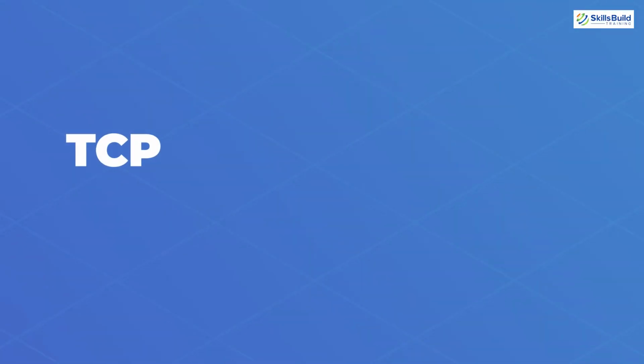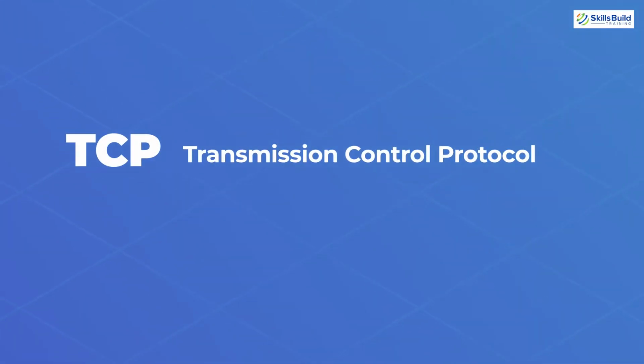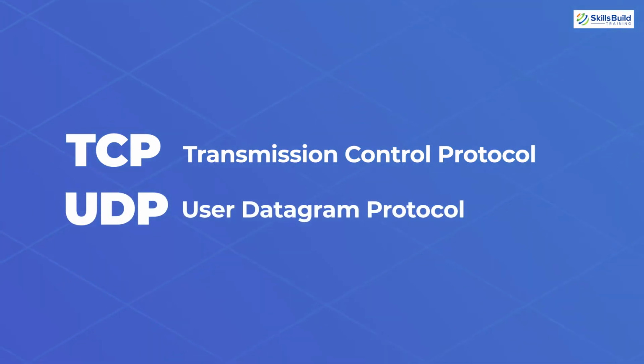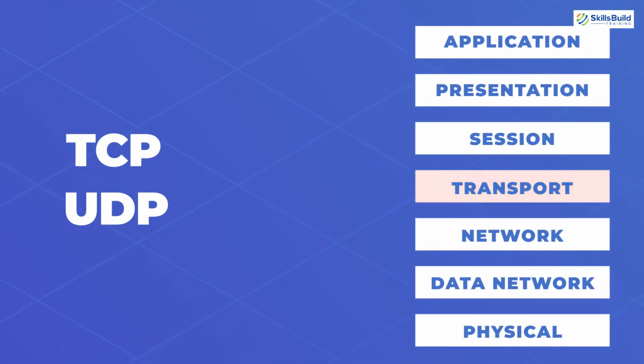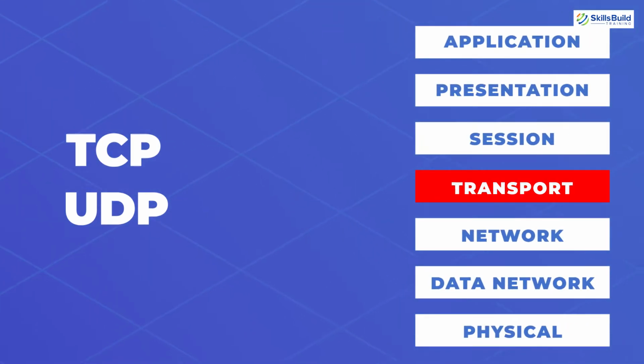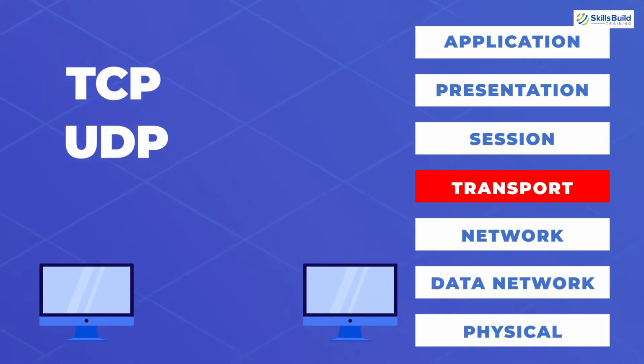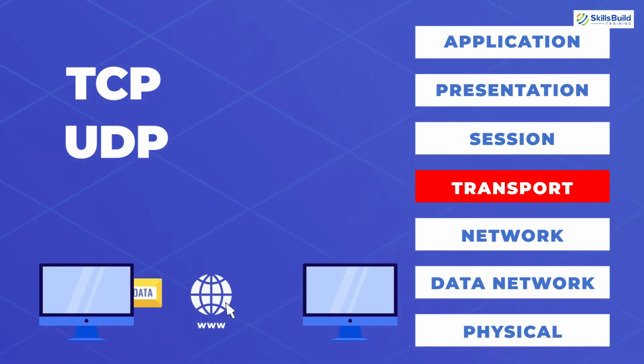TCP stands for Transmission Control Protocol and UDP stands for User Datagram Protocol. Both these protocols work on the transport layer in the OSI model, and the transport layer uses both of them depending on the type of data to be sent over the network.